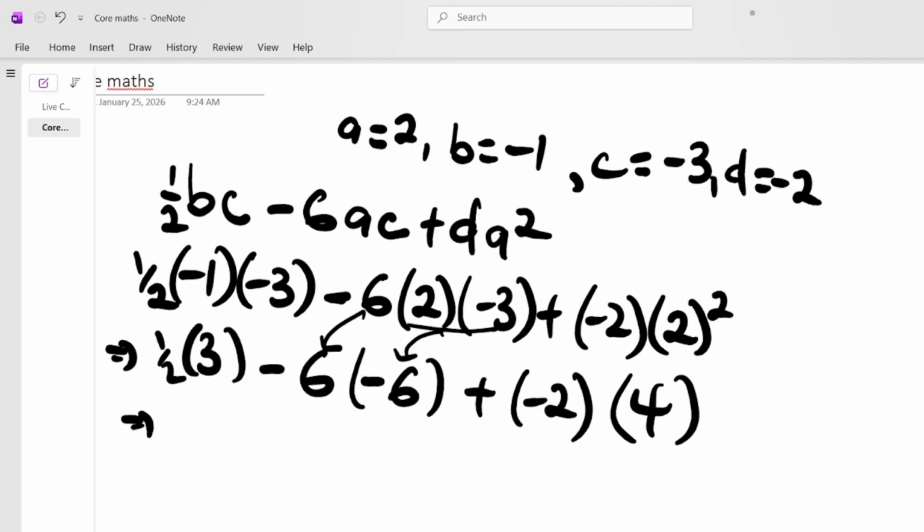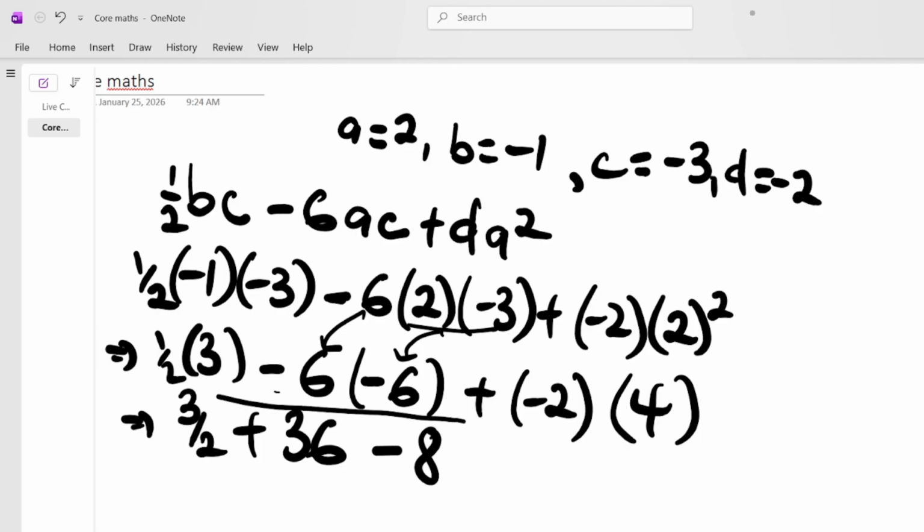At the end of the day, the first one will be 3 over 2, then -6 times -6 inside here, negative times negative, multiplication, becomes +36. At this point you can use the calculator to quickly put it inside, and this will give you -3. Then -2 bracket 4 is -8. Then we put it in the calculator to generate whatever answer we have.